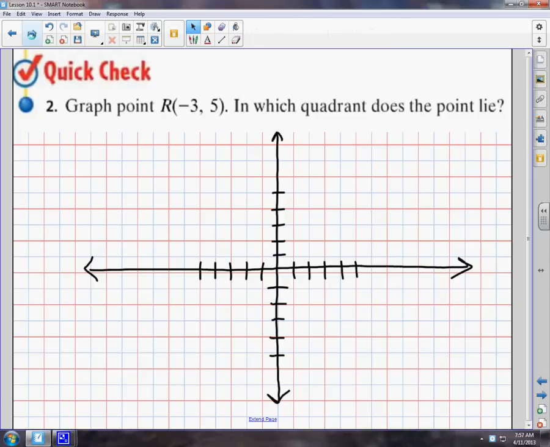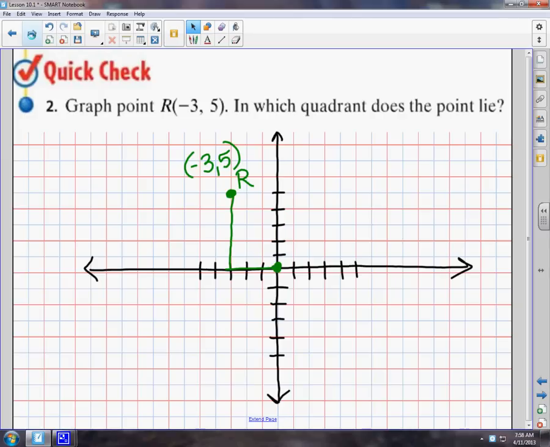Okay, now I'm going to do negative 3. So I'm going to start here at the origin again. Remember, you always start at your house or your home base, which is 0, 0. And I'm going to go negative 3, so that is to the left 3, and then I'm going to go up five. One, two, three, four, five. And I'm going to make a dot and label that R. This is negative 3, comma 5, and it is point R. I put a circle there because I'm labeling that point.